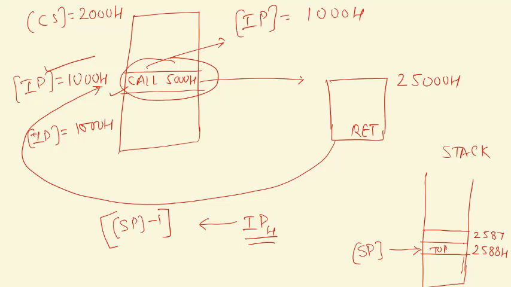1000h. Okay, so this is IPH, and this will be IP of L. So IPH will be loaded into the content of SP-1.